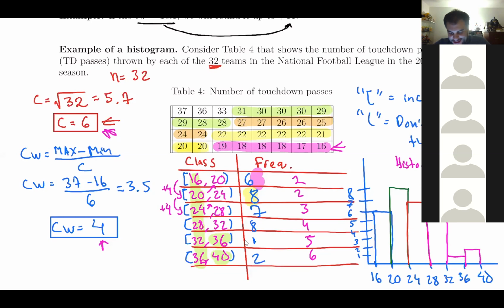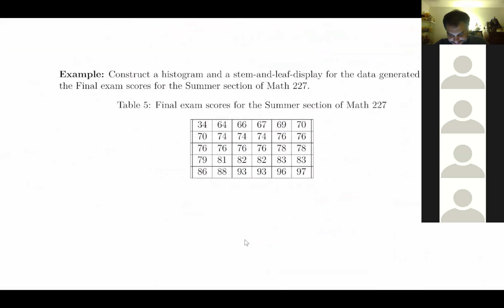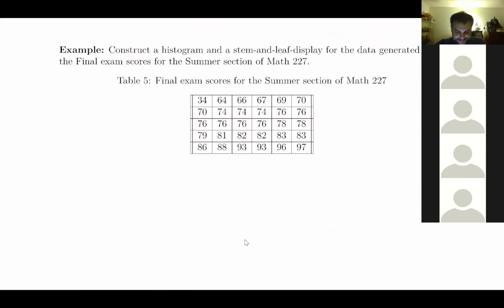All right, so let's try doing another one. For this one, we're going to create a histogram, and we're also going to do a stem and leaf plot. We'll see what the subtle differences and similarities are, and whether both of them tell us the same amount of information. We're going to start with the easier one, the stem and leaf plot, and then we'll do a histogram. So let's go ahead and map this out.